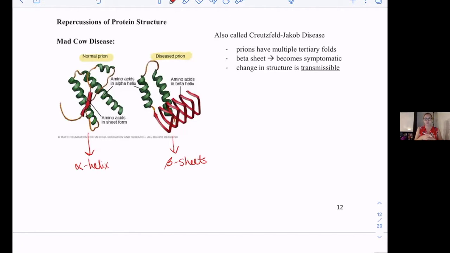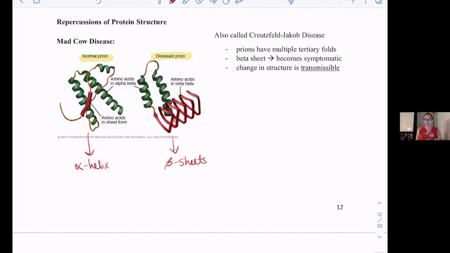However, when a diseased prion gets next to a normal one, it causes the normal one to change its overall interactions, and it changes from alpha helices to a beta sheet. And when that protein becomes beta sheet, it is symptomatic. So this is what causes mad cow disease. Things such as a spongy brain, it destroys the cow's brain, actually. And then these changes in structures are transmissible.